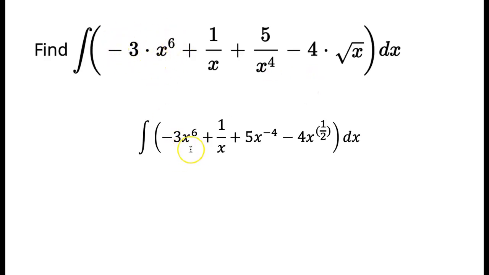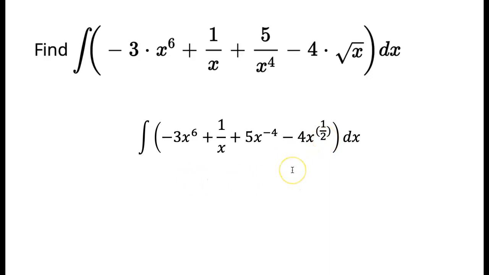Negative 3x to the 6th stays negative 3x to the 6th. Remember, when x is to the negative 1 power, or 1 over x, we have an antiderivative for that, so we just leave that alone also. But any other function that has an exponent in the denominator, we would bring up and write as a negative exponent using our rules for exponents. So this term becomes 5x to the negative 4. This term becomes negative 4x to the 1/2 power. Remember, a radical is power divided by root, first power, second root.